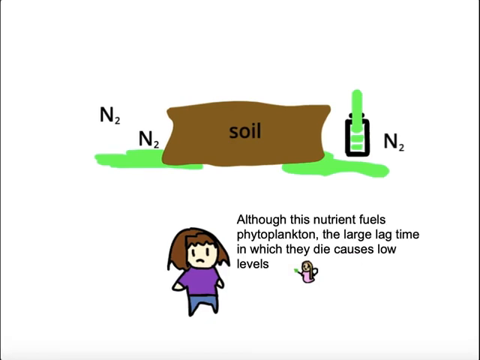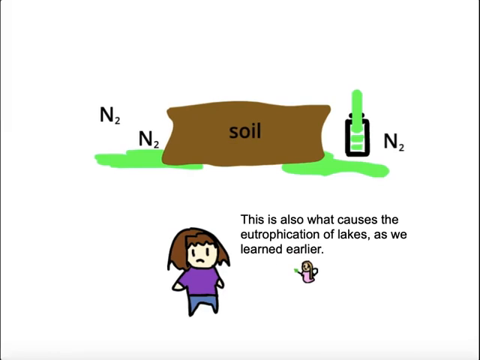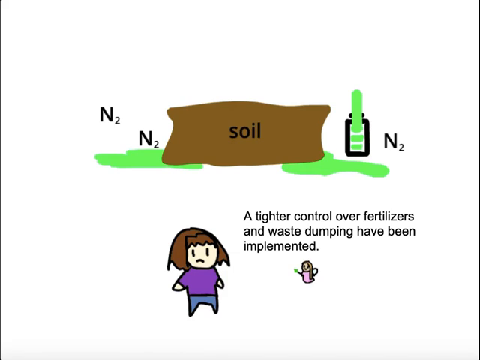kills fish. Although this nutrient fuels phytoplankton, the large lag time in which they die causes low levels of oxygen, which kills more marine animals. This is also what causes the eutrophication of lakes. As we learned earlier, a tighter control over fertilizers and waste dumping has been implemented.